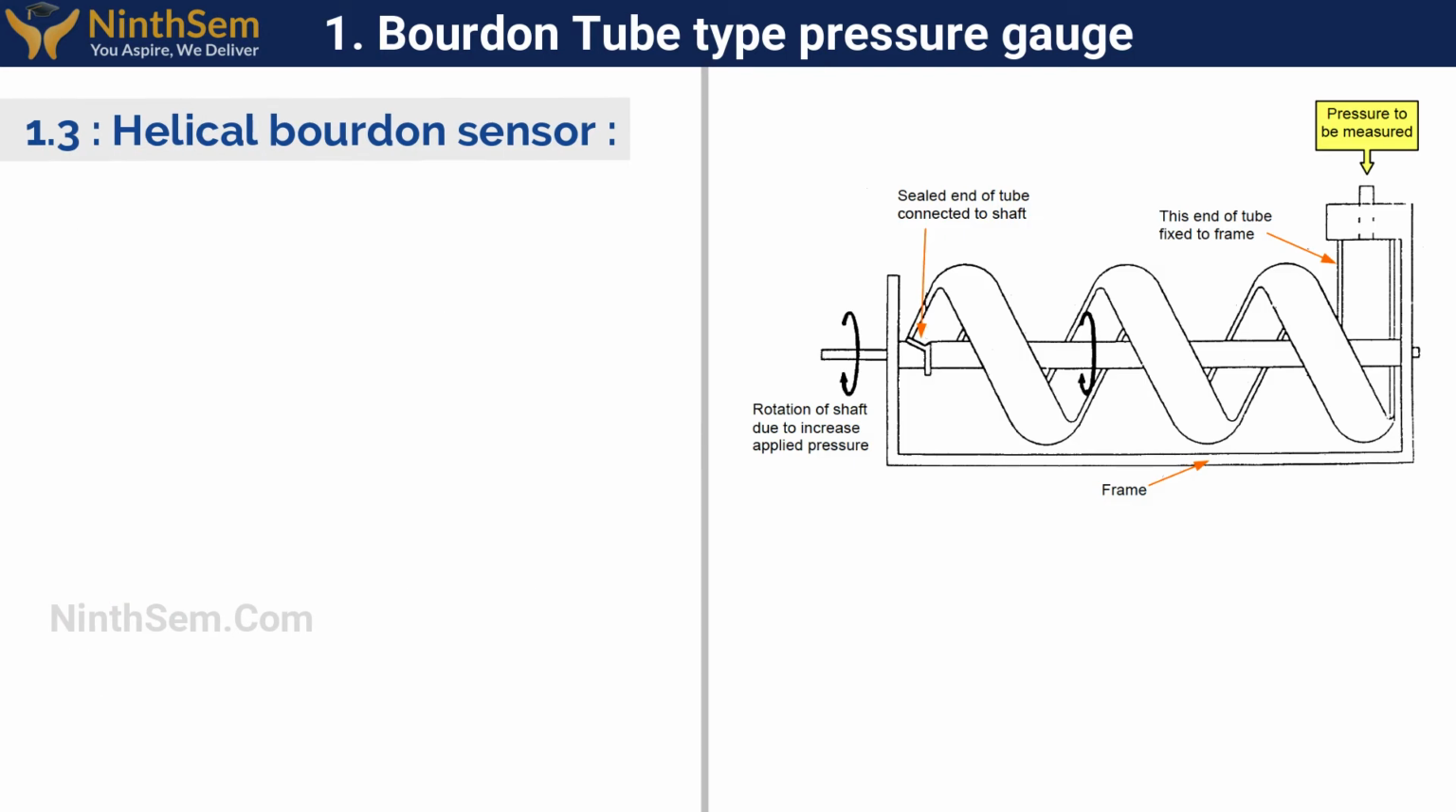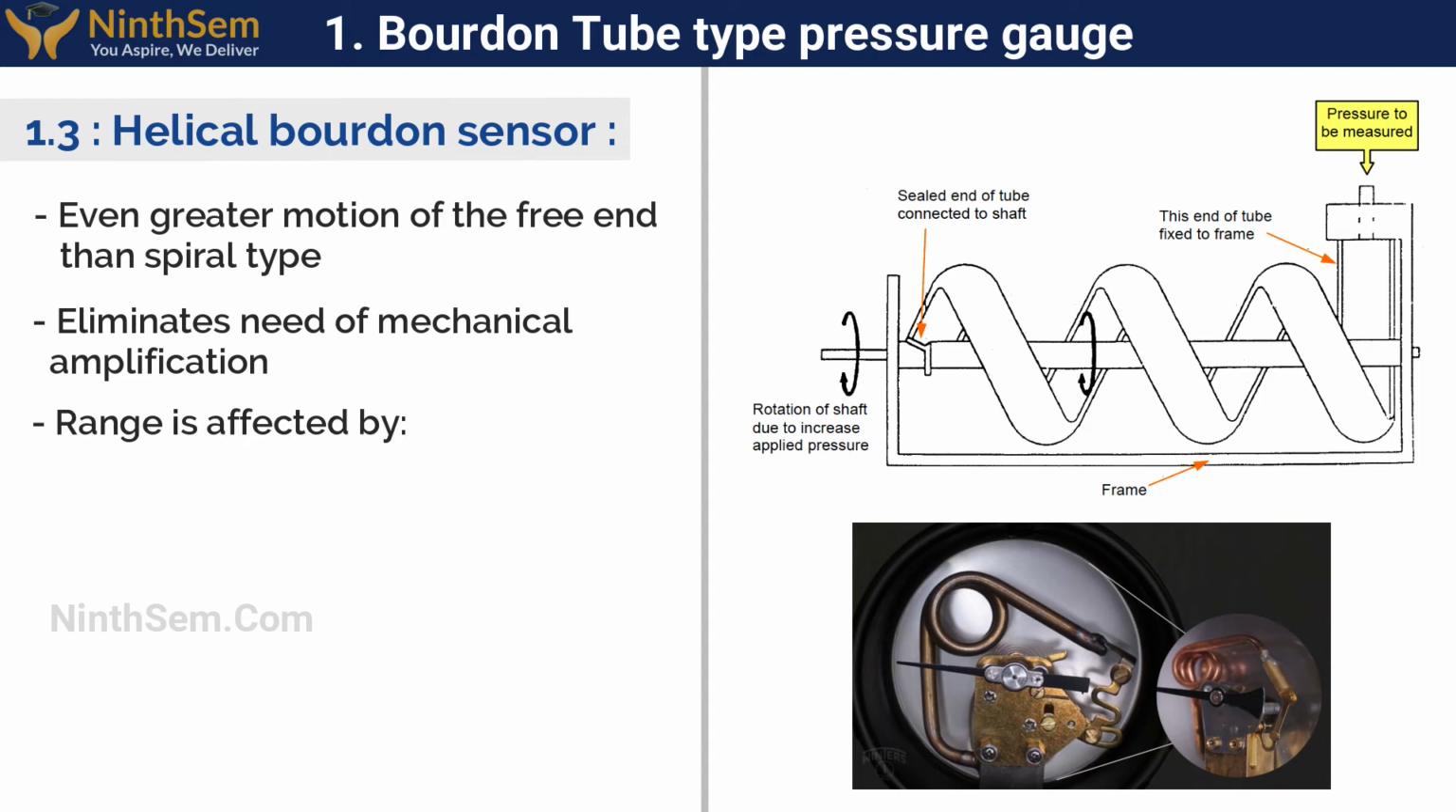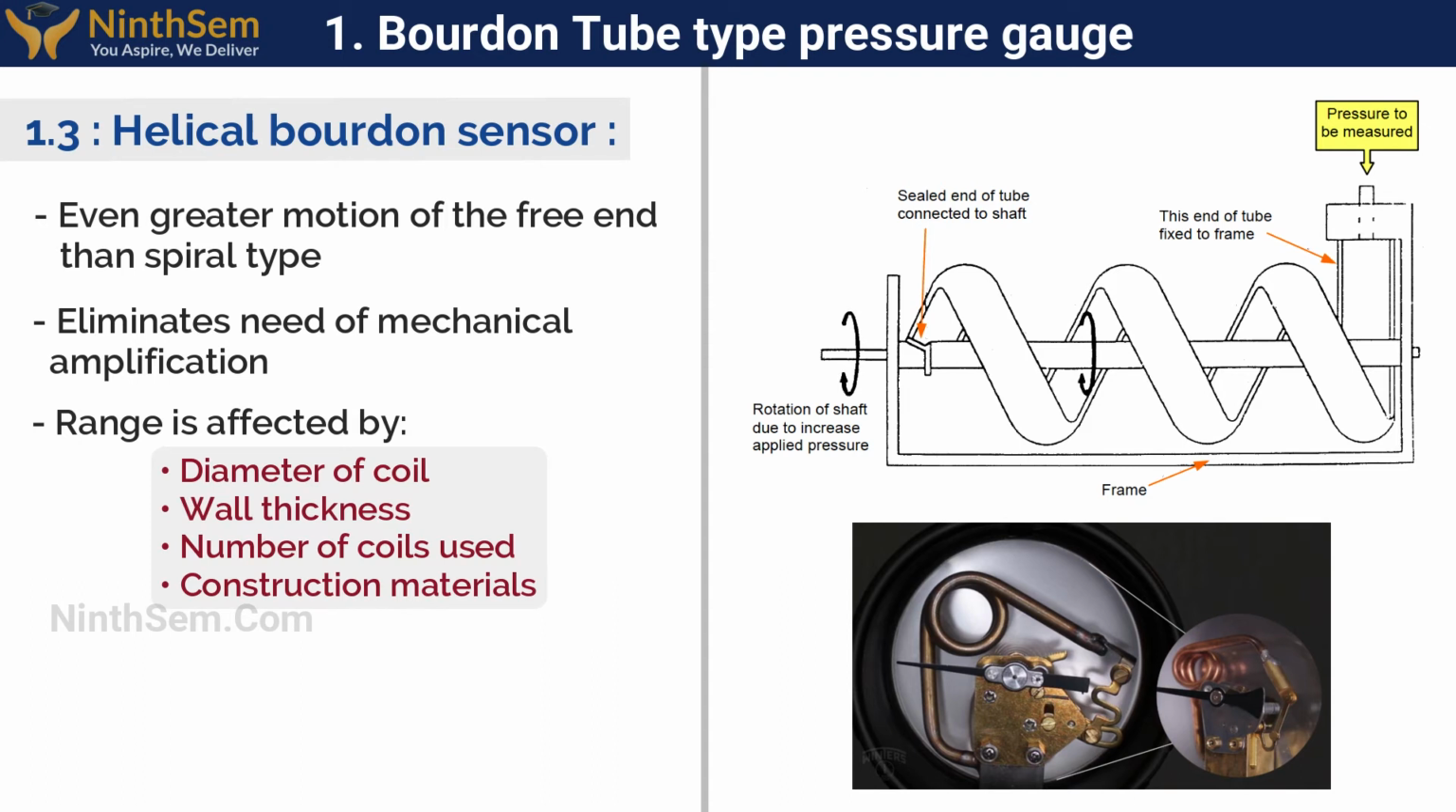Another type of Bourdon tube is called the helical Bourdon tube. This sensor produces an even greater motion of the free end than the spiral element. It also eliminates the need for mechanical amplification. The range of the helical coil is affected by the diameter, wall thickness, number of coils used and construction materials.